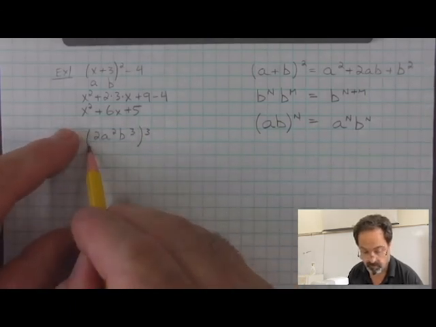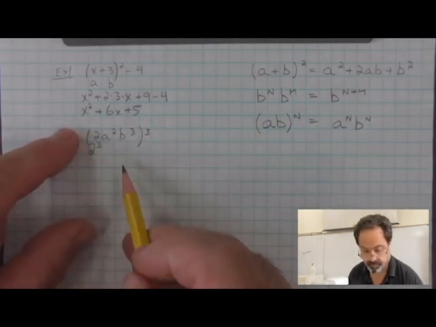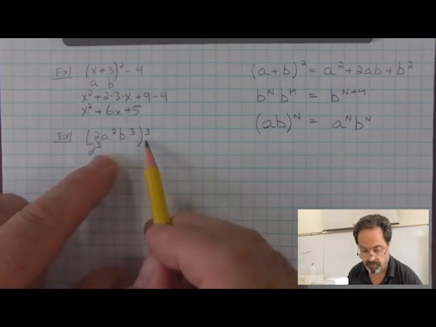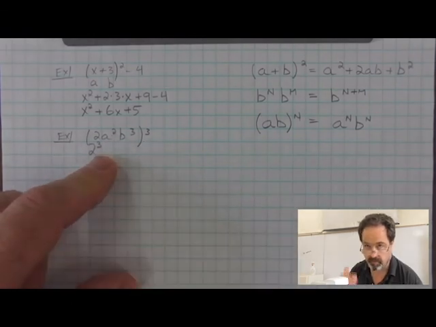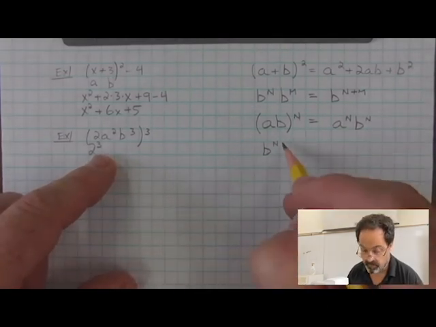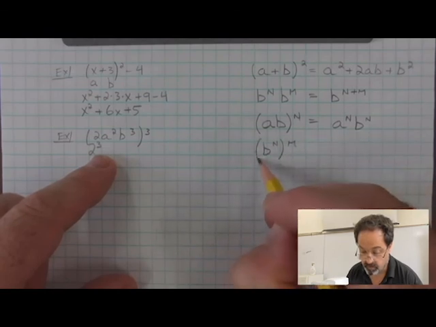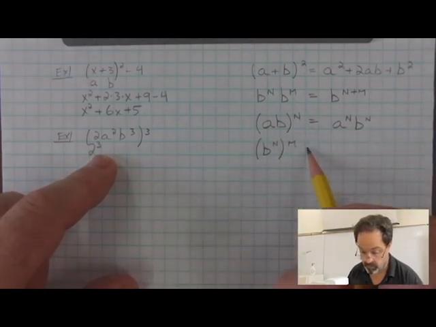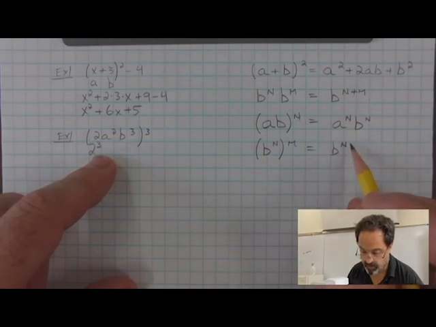So this 2 is going to be raised to the third power. And the a squared is going to be raised to the third power. How do I do that? It's another property. How do I take a power and then raise it to another power? The property tells us we can simplify. It's the same base to the product of the two powers.